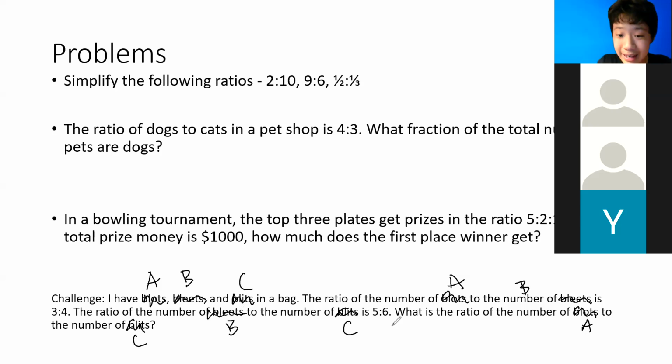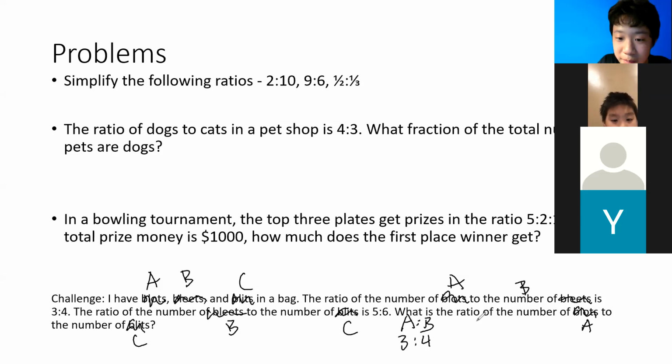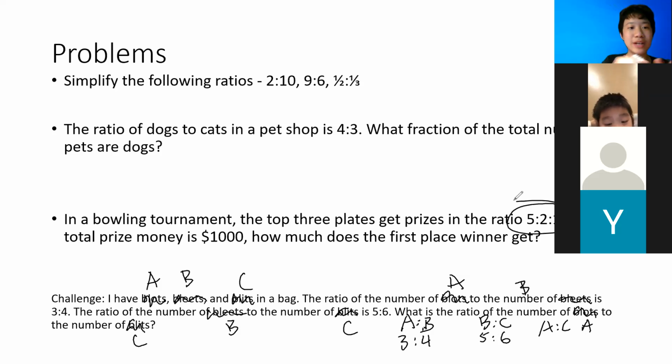The ratio of number of A to B is 3:4. The ratio of B to C is 5:6. What's the ratio of A to C? So this is what we want to find. So how do we do this? How can we combine these 2 ratios and make them into 1? Well, as we saw in the past problem, we had 3 values being connected within 1 ratio. If we're able to connect A, B, and C with the same ratio, then we can compare them however which way we want. So how do I get all of them to be in the same ratio?